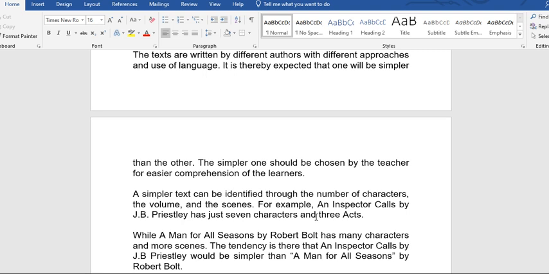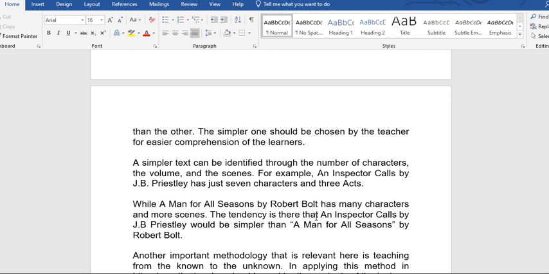A simpler text can be identified through the number of characters, the volume, and the scenes. For example, An Inspector Calls by J.B. Priestley has just 7 characters and 3 acts, while A Man for All Seasons by Robert Bolt has many characters and more scenes. The tendency is there that An Inspector Calls by J.B. Priestley will be simpler than A Man for All Seasons.